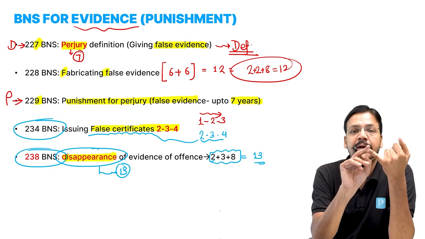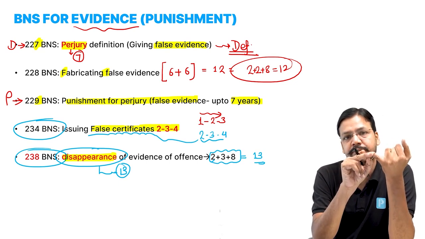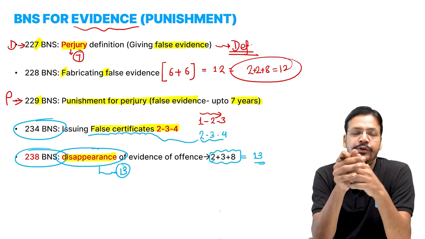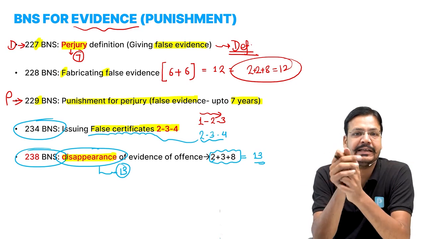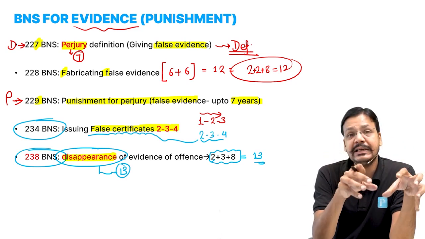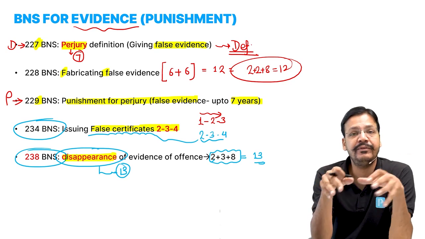So again, I'm revising. Perjury, 7 letters, 227. Punishment of perjury, 229. Fabrication of false evidence, FF, 6 plus 6, that is 12, 228. False certificate, 1, 2, 3, you are putting 231 for false certificate.